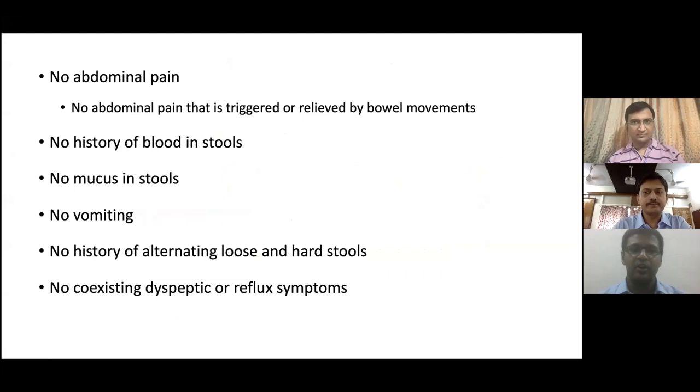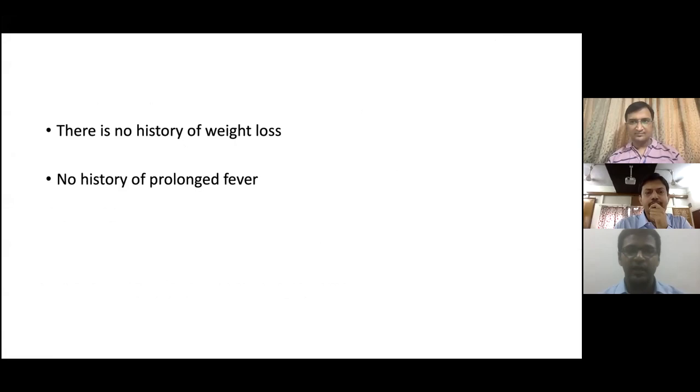He did not have abdominal pain. We specifically asked for pain which was triggered or relieved by bowel movements, which was not there in this patient. He did not have history of blood in stools. There was no mucus in the stools. He did not have vomiting, and there was no history of alternating loose or hard stools. He did not have any coexisting dyspeptic or reflux symptoms. There was no history of weight loss, and there was no history of prolonged fever.